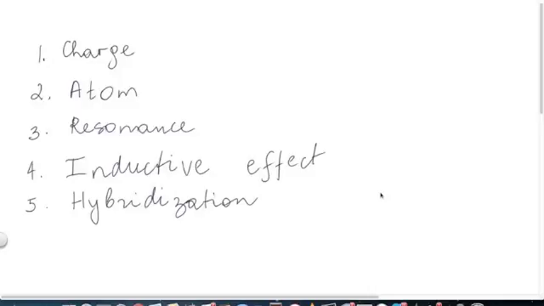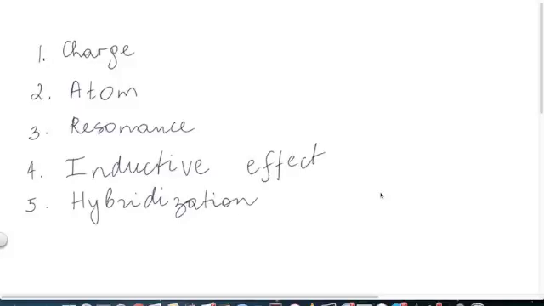But before we do this, I'd like to summarize what we have been talking about. We discussed different factors that affect the stability of the conjugate base. We talked about charge, right? Charged species versus neutral species. We talked about the atom that is carrying the negative charge and which atom can be more accommodating for negative charge. We talked about the effect of resonance, inductive effect, and hybridization.